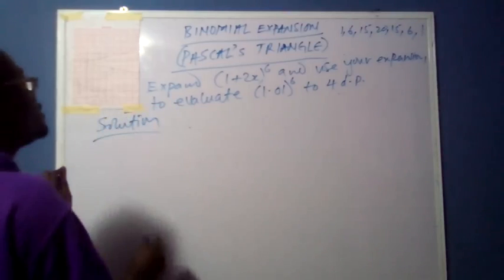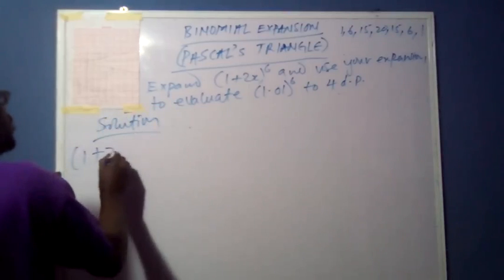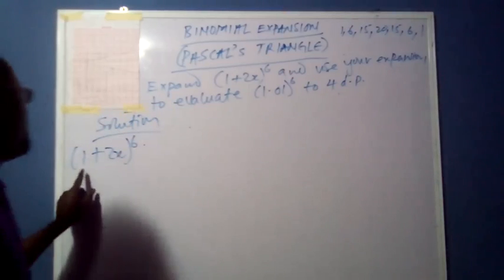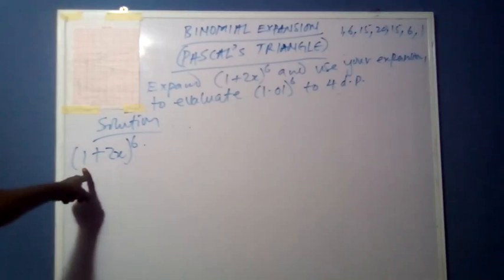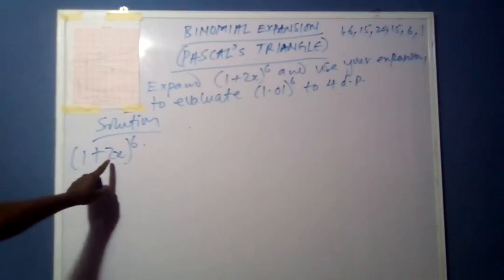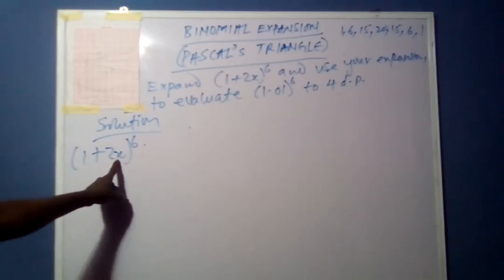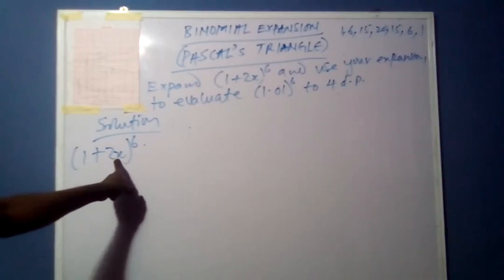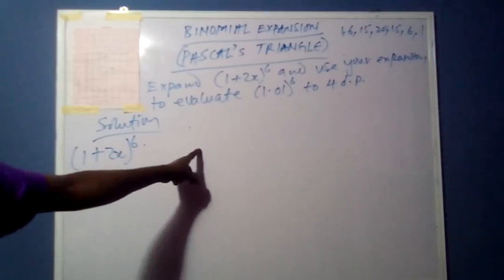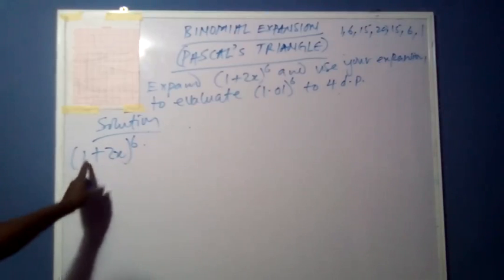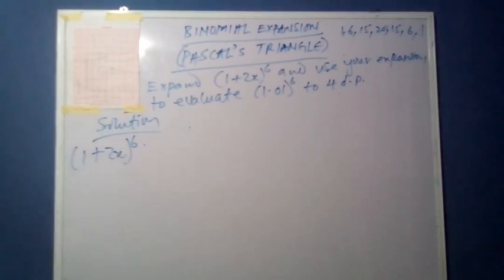Okay, how do we expand this? We have 1 plus 2x raised to the power 6. The first term is going to carry the highest power. Then the next term will be raised to power 0, and then the first term's power will get reduced. As the first term is reducing in power, the second term is increasing in power. What do I mean by that?